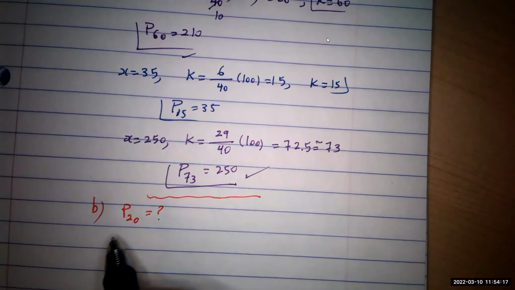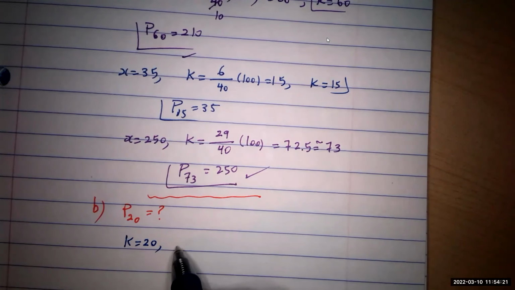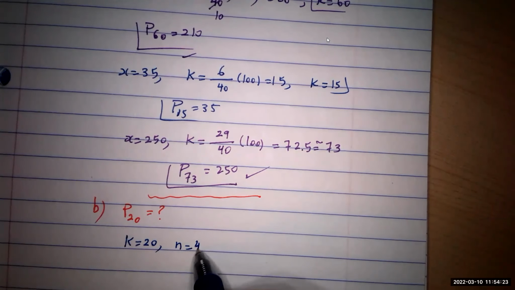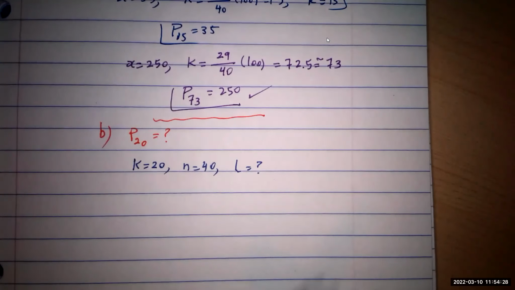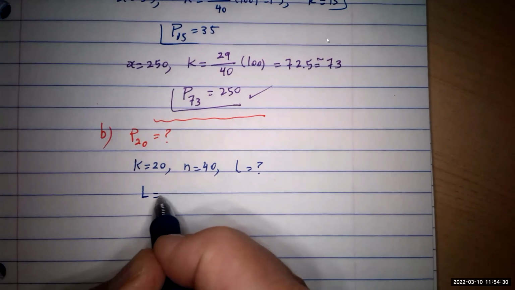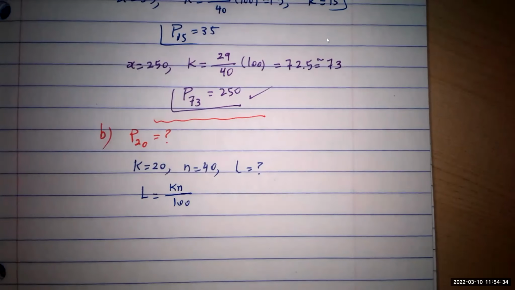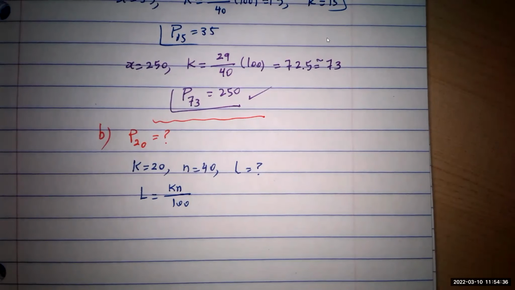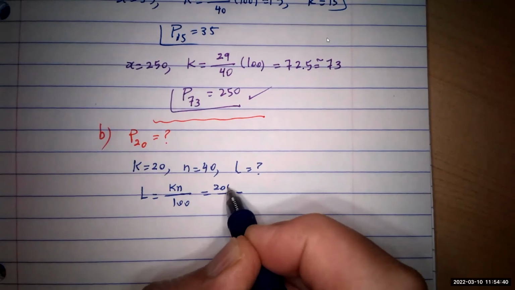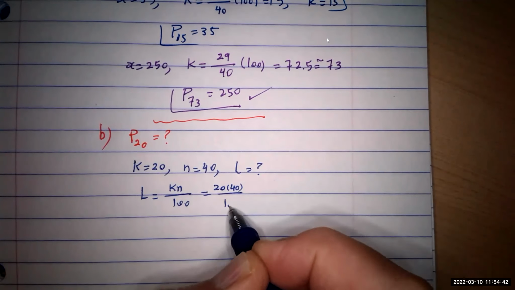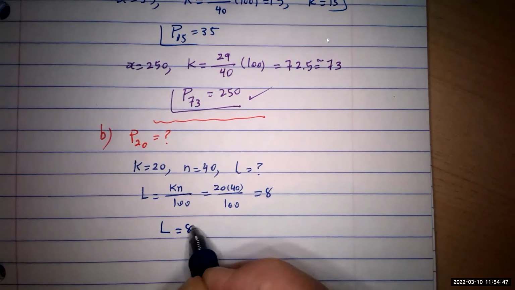So in this case, the ranking is given, so K is equal to 20. The total number of observations is 40 and the L, the location number, is missing. The formula for the location number is K times N over 100. It's given to you, you can bring it to the test. Now we substitute, so that gives us 20 times 40 divided by 100. That gives you 8. L equal to 8 is a whole number.